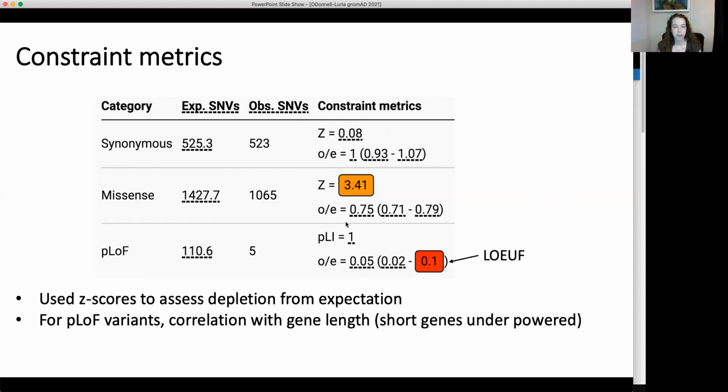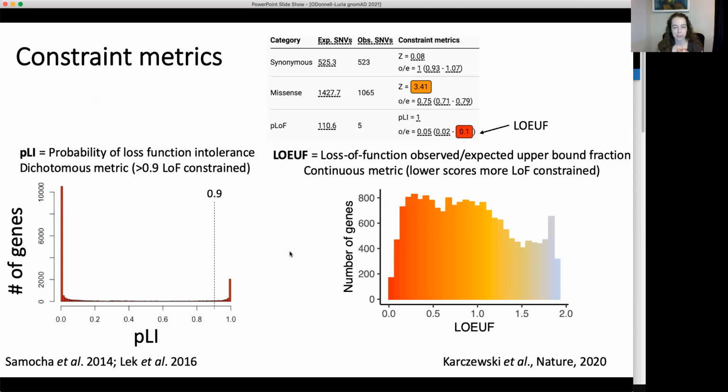For our predicted loss of function, we have a pLI of 1 and a LOEUF of 0.1. And these are two different metrics that we use to assess genes significantly depleted for loss of function variation, or loss of function constrained genes. We have these two different metrics that are different than the z-score because the number of expected loss of function variants is lower. And when you're dealing with these lower numbers, you can see the power to detect depletion from expectation is significantly correlated with the gene length. Whereas for missense variants, the numbers tend to be higher, and so there tends to be less sensitivity to the gene length. So these two metrics, why do we have two and what are they?